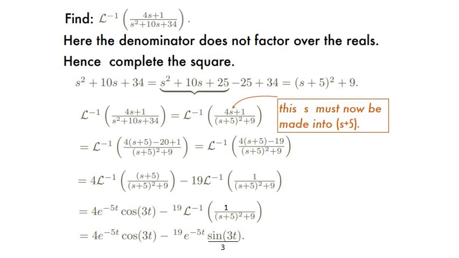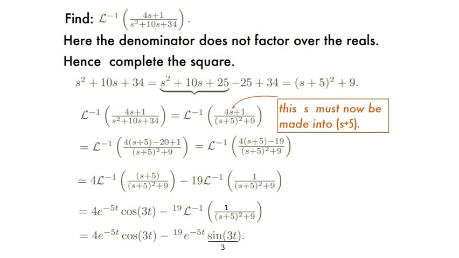So s square plus 10s plus 34 is rewritten as s square plus 10s add b square, that is plus 25, subtract 25 plus 34. Now s square plus 10s plus 25 becomes a perfect square. That is same as a plus b the whole square. That is s plus 5 square plus 9. So the denominator we have converted to standard form. Now we have a term s plus 5 square in the denominator. So we have to make s plus 5 in the numerator also. Before finding the inverse, we have to make the numerator the same as the denominator.